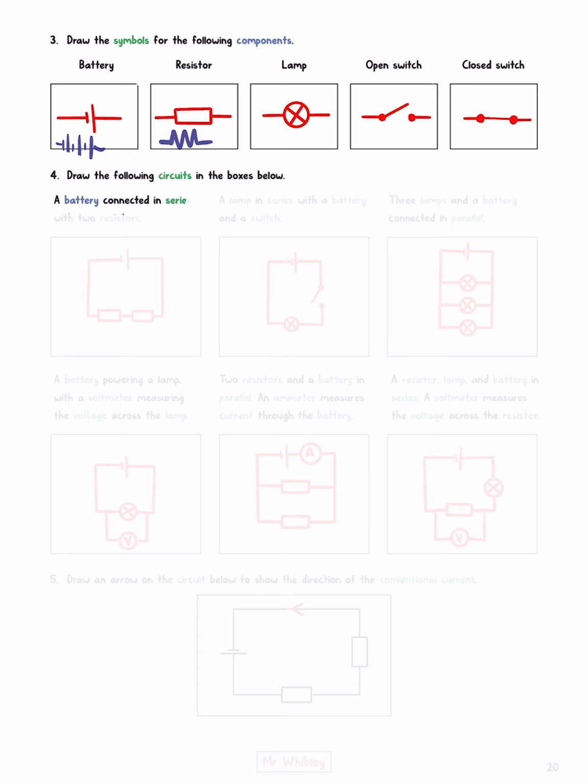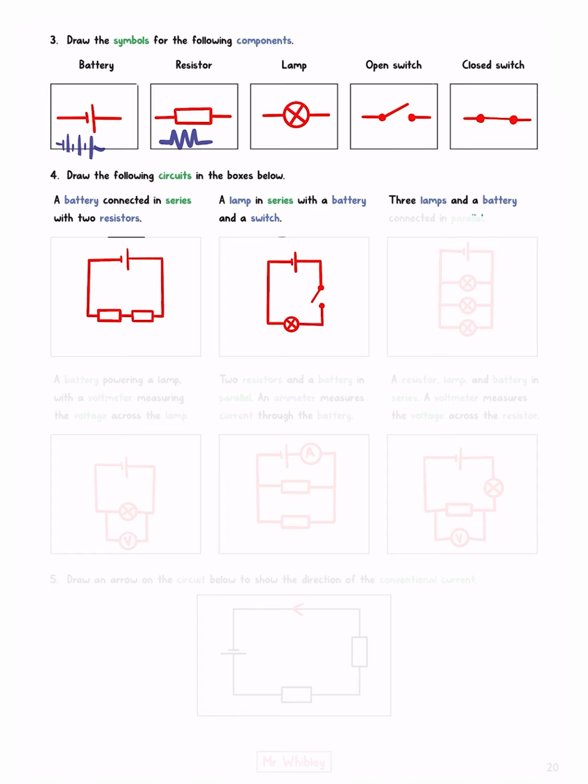Question 4. Draw the following circuits in the boxes below. A battery connected in series with 2 resistors. We have our battery, and we have our 2 resistors connected in series. A lamp in series with a battery and a switch. Here we have our lamp in series with a battery and in series with a switch. 3 lamps and a battery connected in parallel. So we have our battery and our lamps, all of which are connected in parallel to each other, meaning that the current splits at each junction.